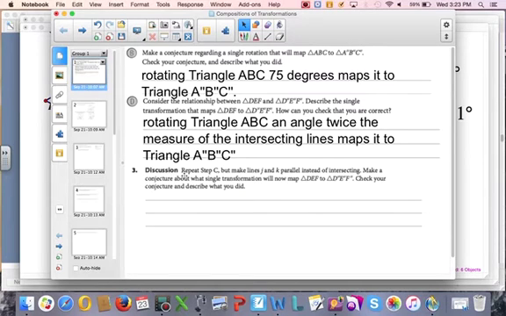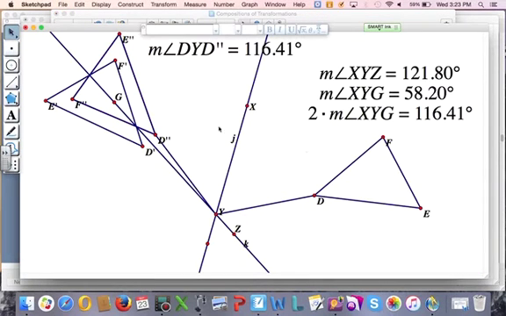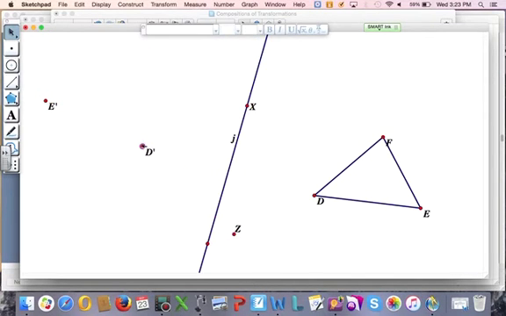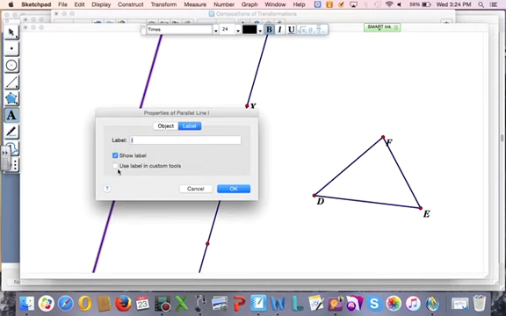So now in this discussion question, it says repeat step C, but make the lines parallel instead of intersecting. All right, so let's come back here. And I'm going to get rid of this triangle. And I've got a few extra things that I don't need, so let me get rid of them. And I want a line that's parallel to J this time. So I'm going to tell my program to construct through this point, and parallel to this line, a parallel line. So now I've got parallel lines, okay? I'm going to call this line K.